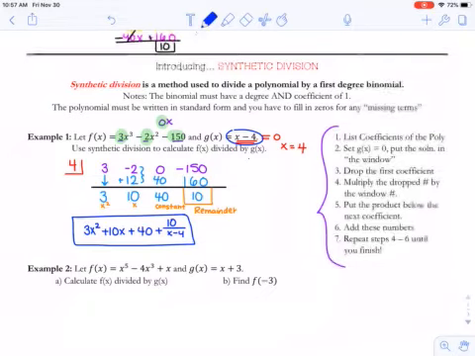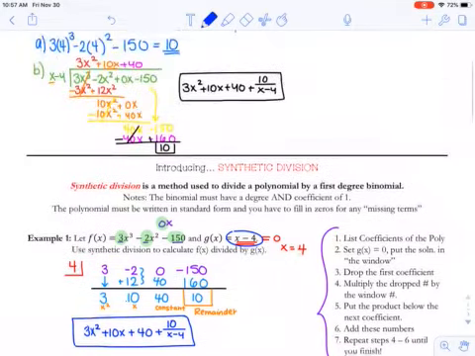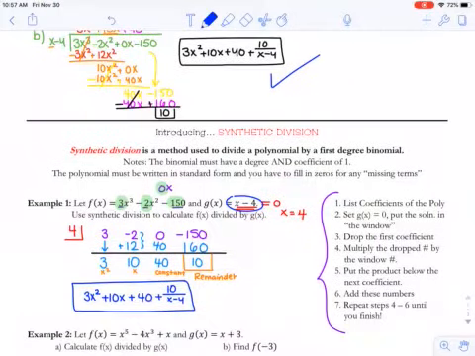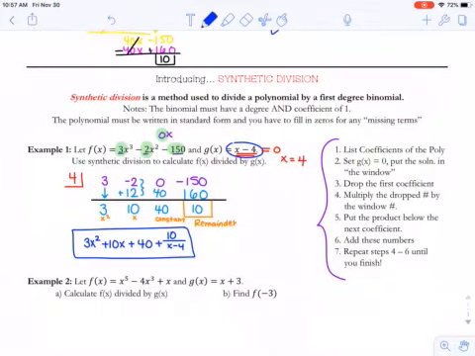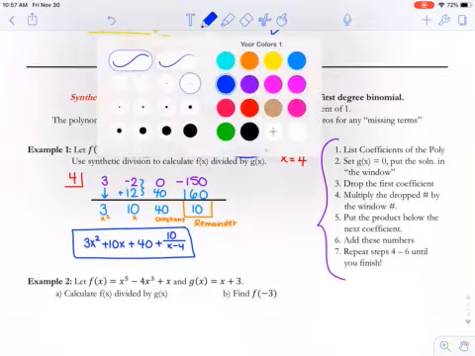All right, that's it, guys. That's synthetic division. Hey, by the way, samesies. You might be a little mad that we've had to do long division up until this point, but sorry, not sorry. Let's do one more.